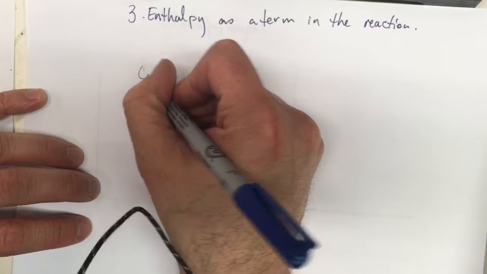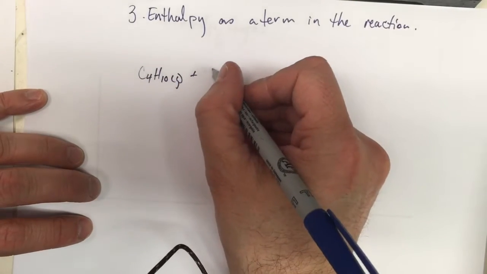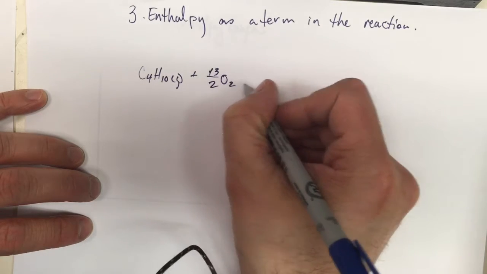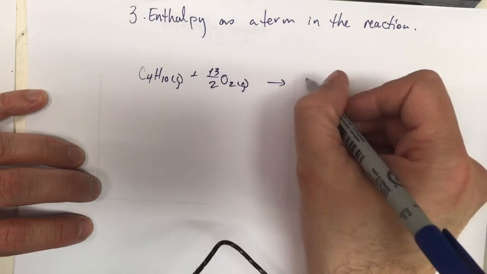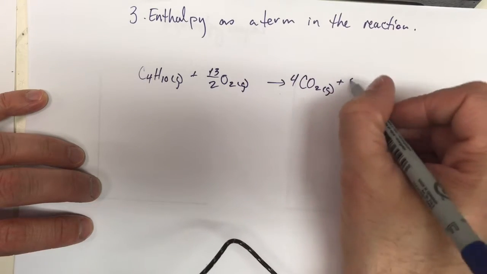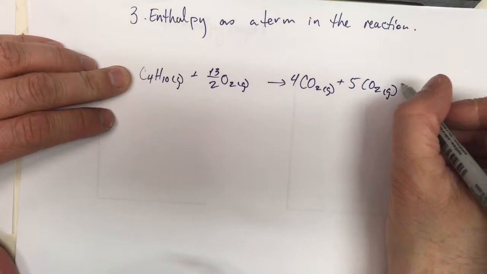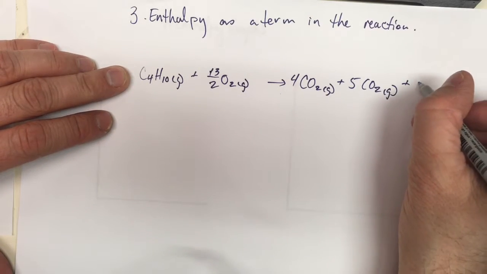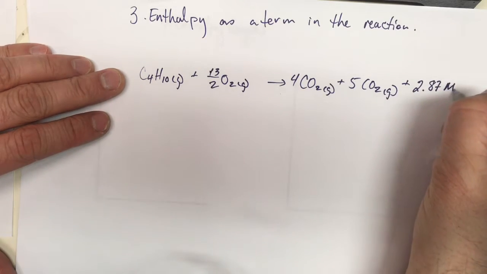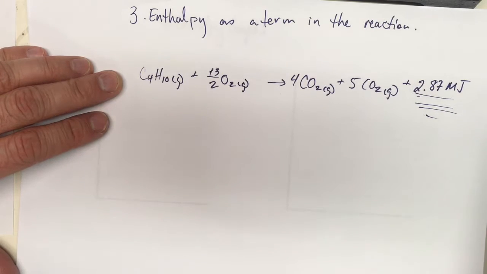So if we went back to our butane example, butane combustion is exothermic, and so its energy is going to be a product. And the energy, because this is 1 mole of butane, is going to be plus 2.87 megajoules as a product. This is an exothermic reaction. The energy is being given off.